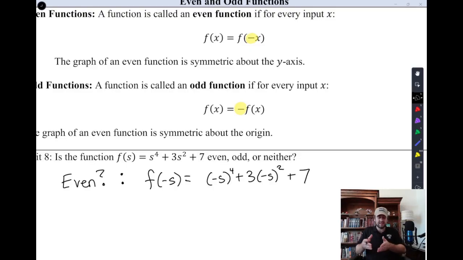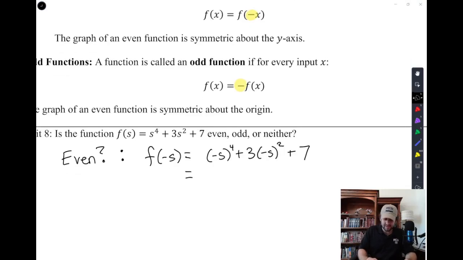So f of negative s is just plugging in negative s. And here's the really interesting thing. A negative times a negative times a negative times a negative for this first term is always positive, because a negative to an even power is positive. The negatives will cancel, and then they'll cancel again for the second set. So this is just the same thing as s to the fourth.